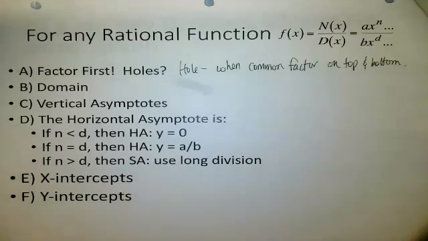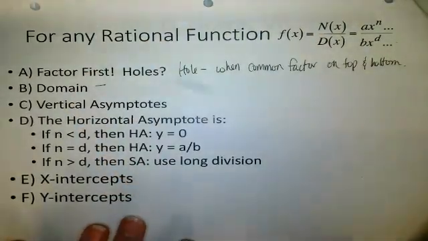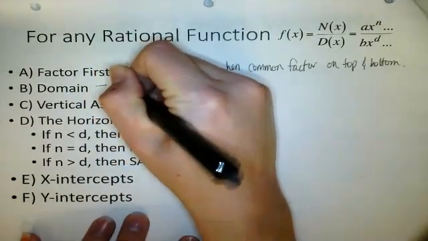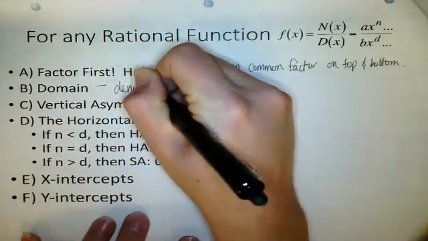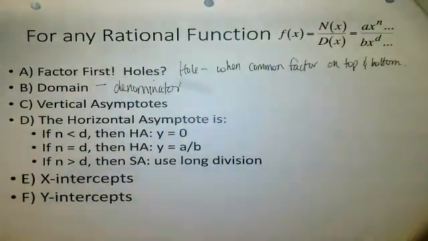Domain. Where does domain come from? Always, always. Denominator domain. Very good. D-E-N-O-M-I-N-A-T-O-R. Denominator domain. Whatever the denominator is, we get our domain from there. Always, always.